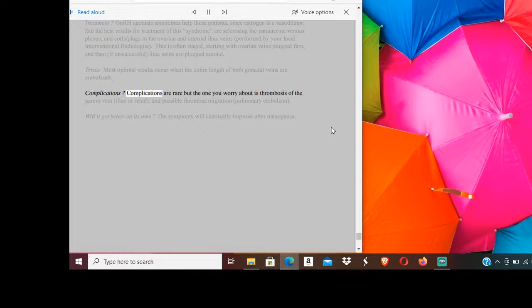Complications. Complications are rare, but the one you worry about is thrombosis of the parent vein, iliac or renal, and possible thrombus migration, pulmonary embolism. Will it get better on its own? The symptoms will classically improve after menopause.